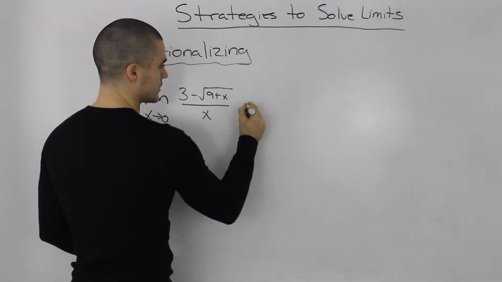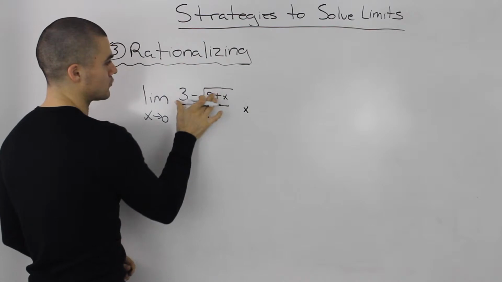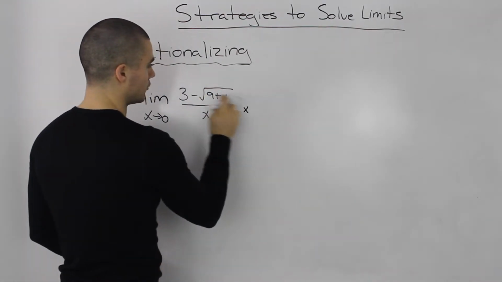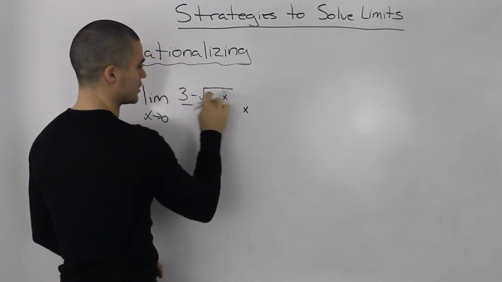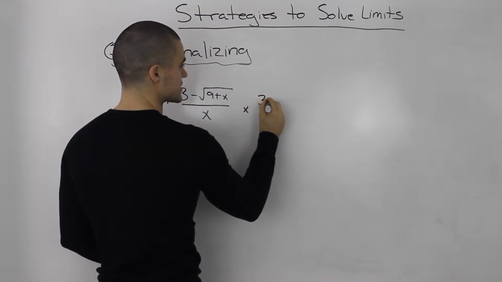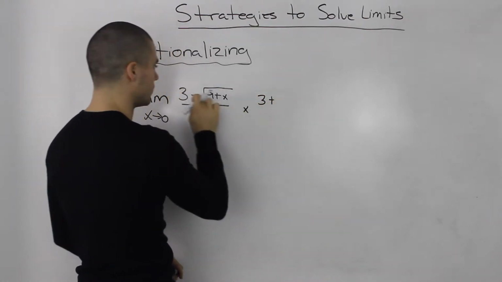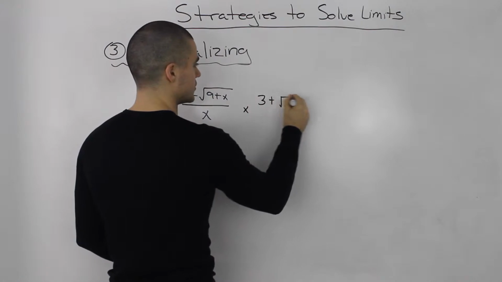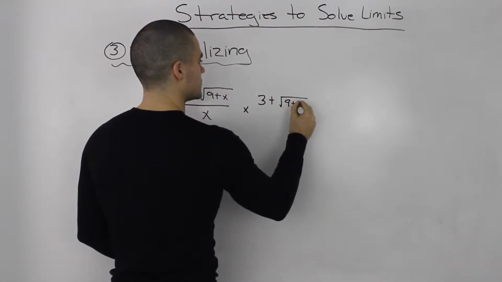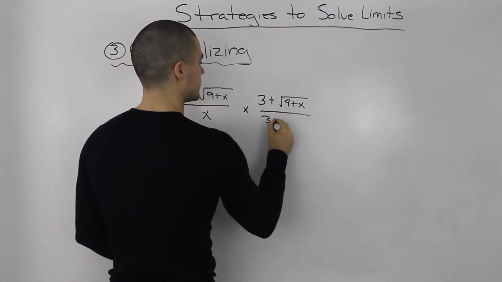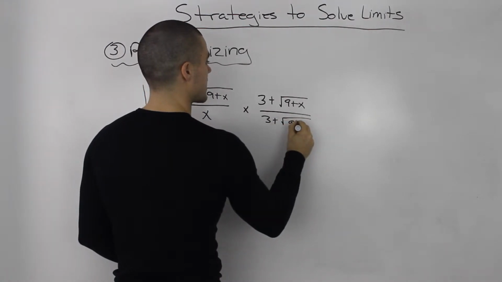So we're going to rationalize the numerator. So we'll multiply this whole expression by the conjugate of the numerator, which is just the same thing except the sign in the middle is changed. So we'll have 3 plus root 9 plus x.